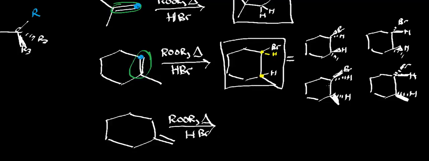Since we can get all of these, and there's not really any decent way to tell which one you can get, you just simply draw the generic one without stereochemistry indicated because, again, anti-Markovnikov hydrohalogenation is not stereospecific. The only thing it's specific for is adding the bromine atom to the least substituted side.